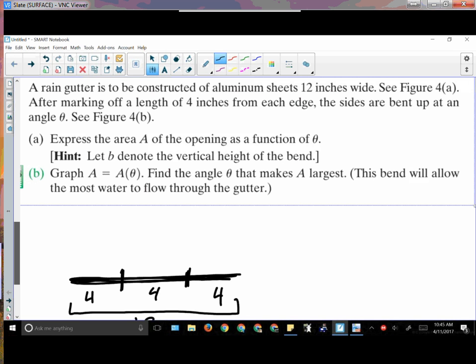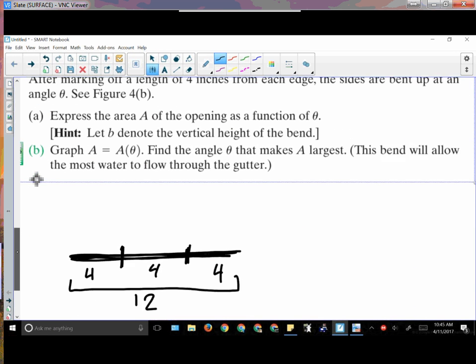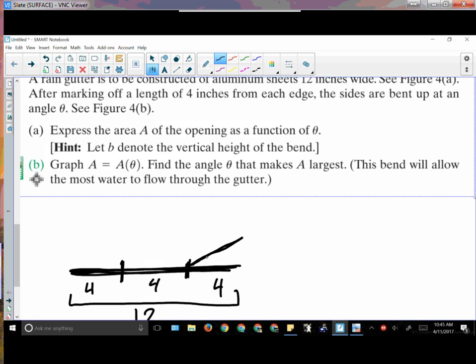Now these are going to get bent up somehow or another. So we're just going to set that up here again. We know that's 4, that's going to be 4. Now express the area of the opening as a function of theta. This bend here is what we are looking at. That's our theta, because as this goes up, it changes, does it not?